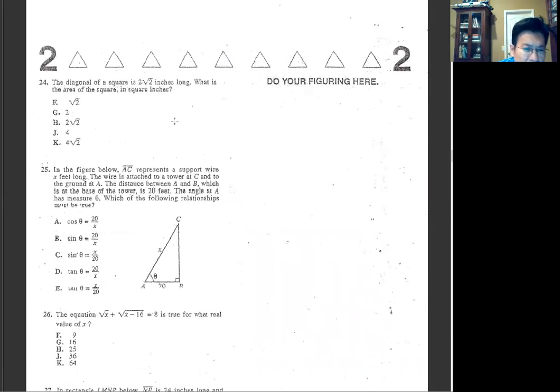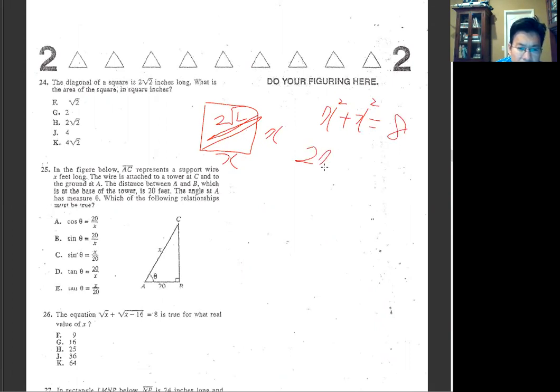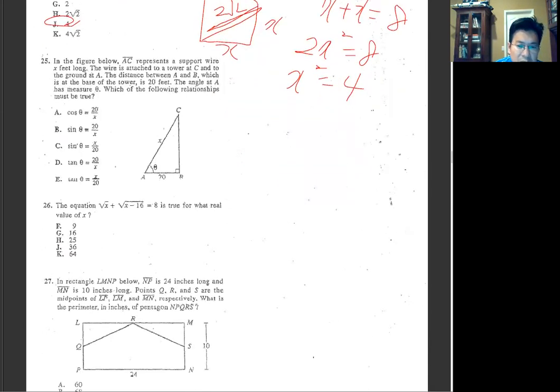Diagonal of the square is this. This is 2 root 2. Then x and x. X squared plus x squared is 2 root 2 squared, which is 8. So 2x squared is 8. X squared has to be 4. X has to be 2. Oh, area of this. Oh, this was 4. Yeah, always try to read the question one more time so you don't make mistakes.